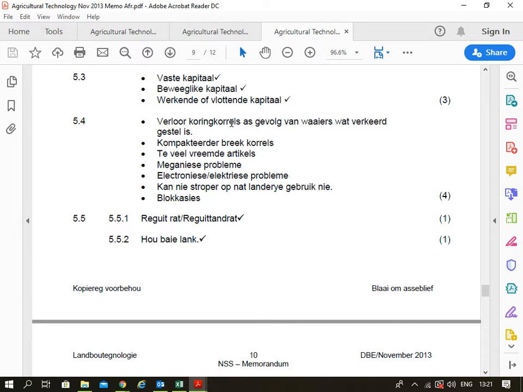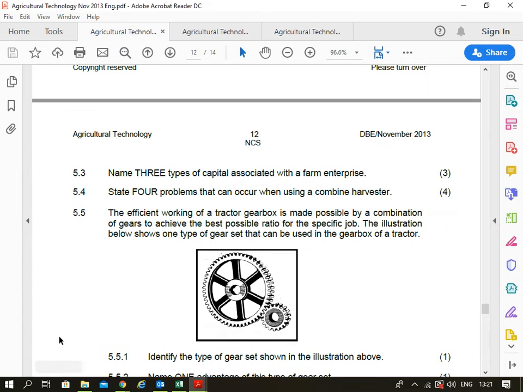Losing wheat kernels because of fans that are incorrectly set. We lose a lot of our wheat because of our fans that are not set correctly. The compactor breaks the kernels. The compactor breaks our wheat. Too many foreign objects. Mechanical problems, belts breaking, electrical or electronic problems. Or you can't use the harvester on wet lands. And also blockages, it gets blocked. The spout, yes.